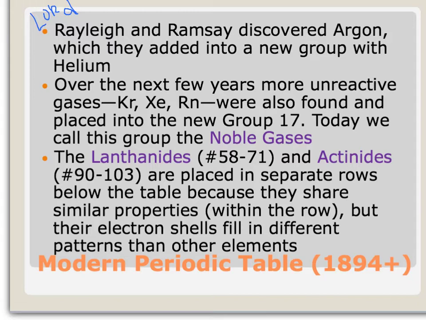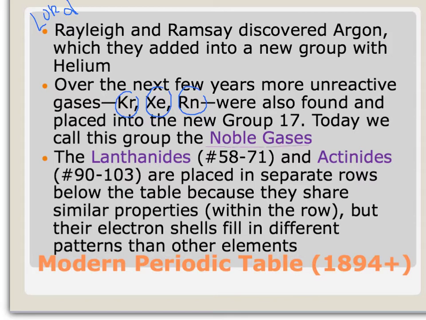They discovered argon, and they decided to place argon into a group with helium, which was an already known element, but it hadn't been classified yet. So the reason they did that was because argon is very, very unreactive, which is also true of helium. So over the next few years, a bunch of other unreactive gases were discovered. Krypton was discovered, xenon was discovered, and radon was discovered. And because of their lack of reactivity, they were all placed into the same group as argon and helium. And today we call that group the noble gases.